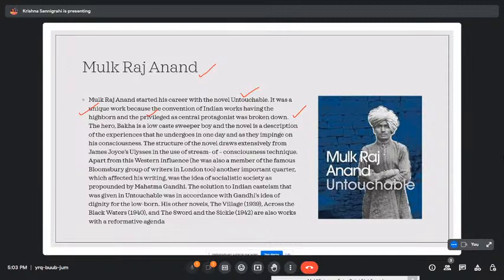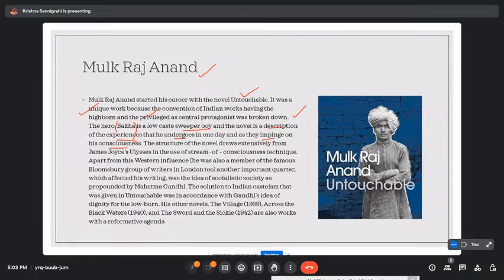So the hero, Bokha, is a low-caste sweeper boy, and the novel is a description of the experiences that he undergoes in one day and as they impinge on his consciousness. So the hero is Bokha. Bokha is a low-caste sweeper boy, and hence from a caste which is not seen with regard.